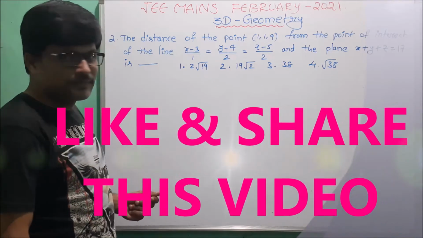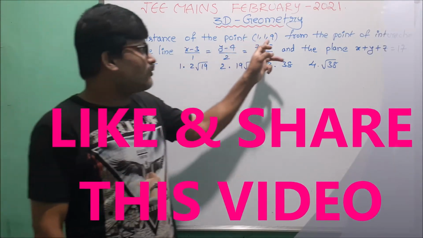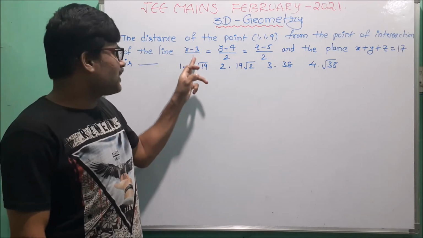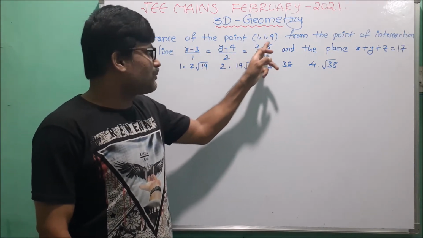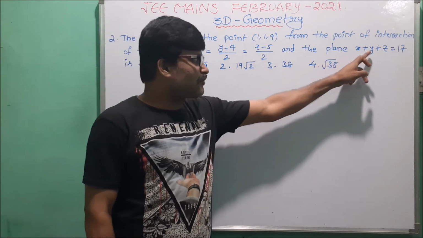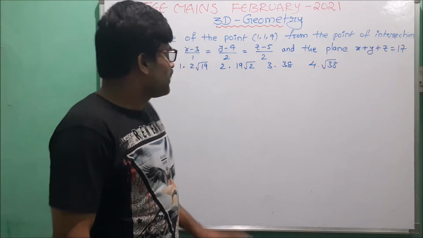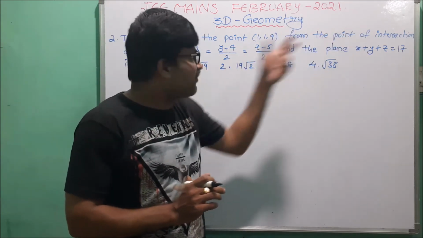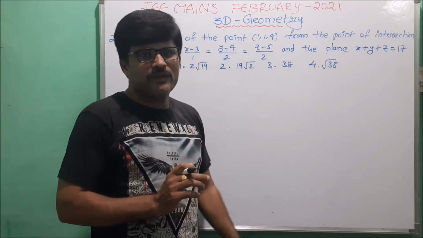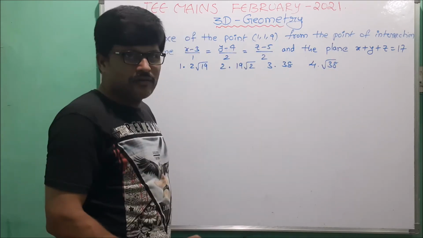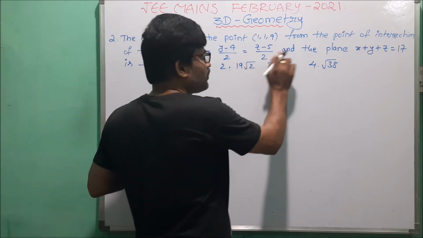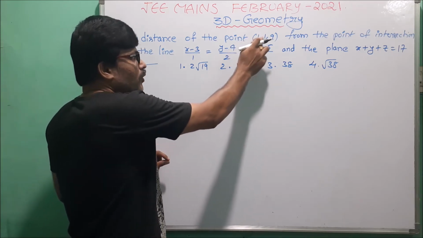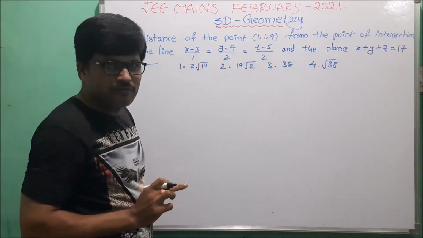Now the next problem. The distance of the point (1, 1, 9) from the point of intersection of the line (x - 3)/1 = (y - 4)/2 = (z - 5)/2 and the plane x + y + z = 17. Here we have to find the distance between the point (1, 1, 9) and the point of intersection of the line and plane. Here one line and one plane are given.